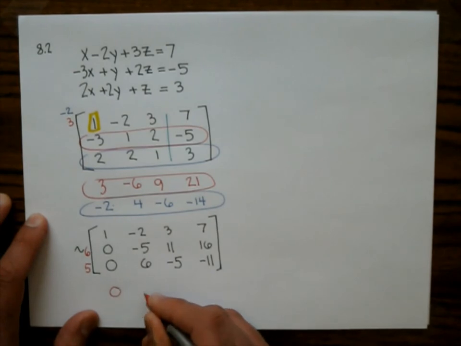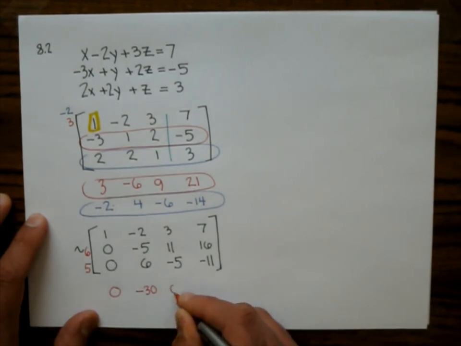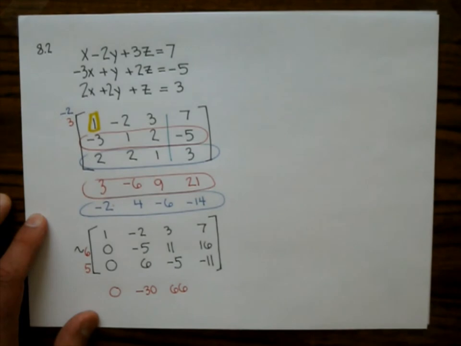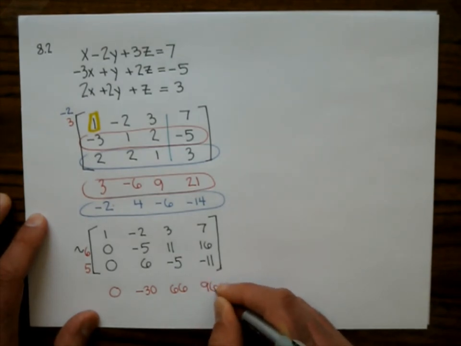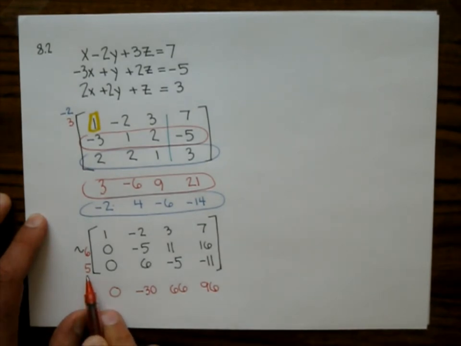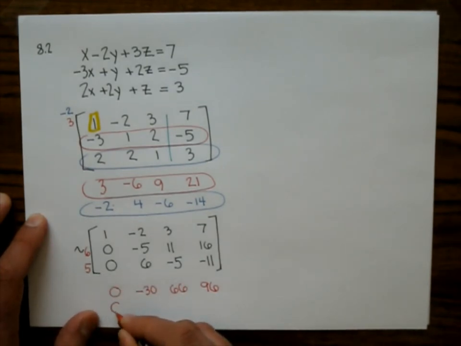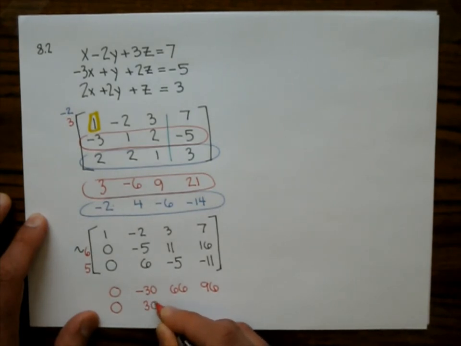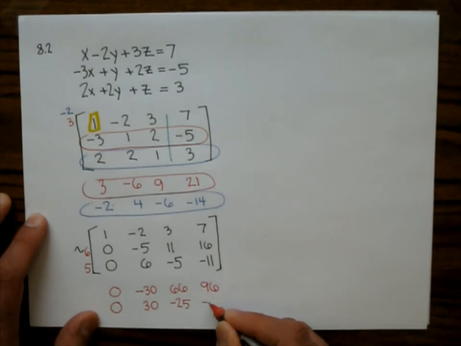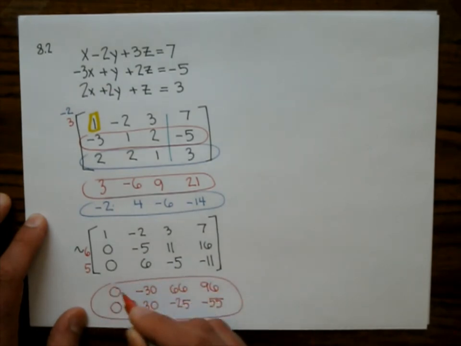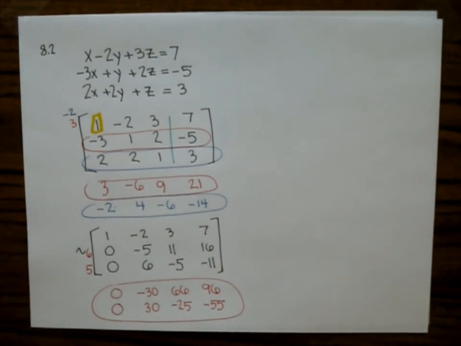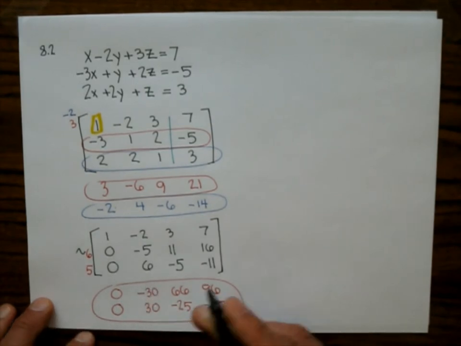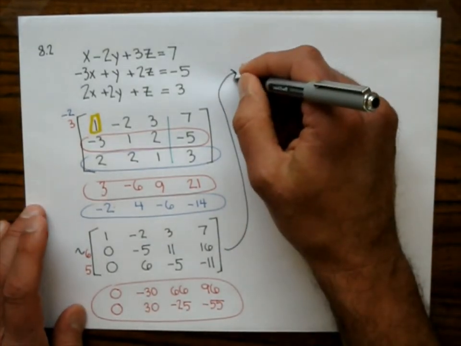So I have 0, negative 30, 66, and 16 times 6 gives me 96. Meanwhile, on the bottom row, multiplying 5 times the bottom row gets me 0, 30, see that's what I want there, negative 25, and then this is going to be negative 55. I'm going to add those two rows together, and that's going to become the new row 3, thus putting a 0 there.